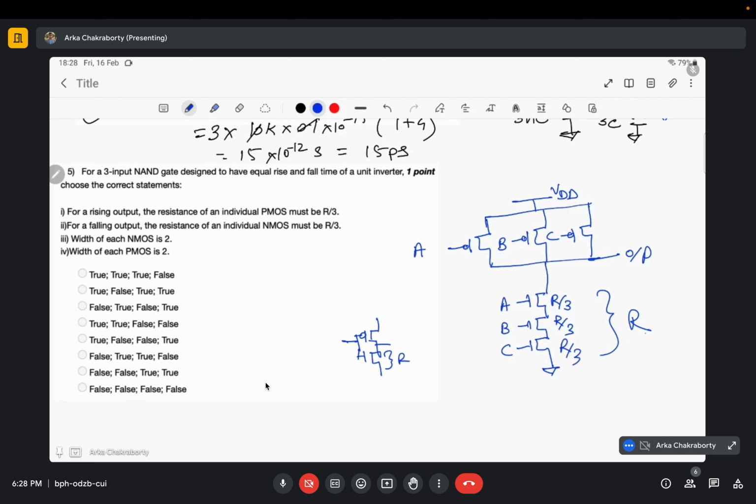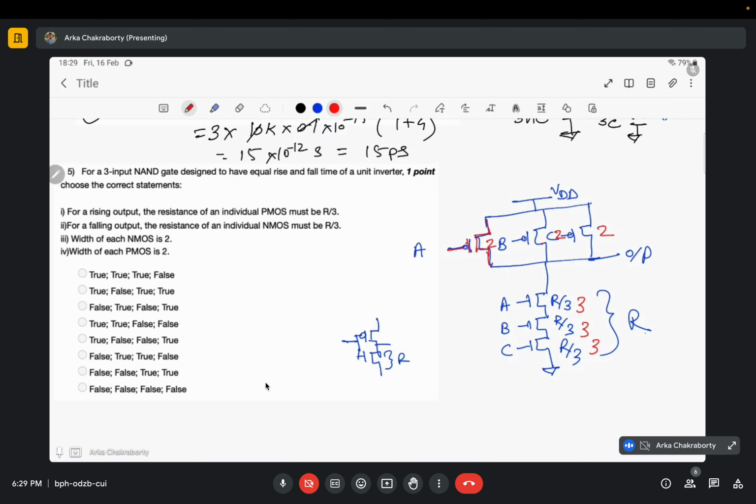So what would be their sizes? We know the resistance is inversely proportional to W. So it should be 3, 3 and 3. That is thrice of initial value. And as these PMOSes are in parallel configuration, what will be the worst case? Only one of them is on. Let me consider, for example, only the PMOS corresponding to input A is on, other 2 are off. So still, as it is in parallel, the resistance still would be the previous resistance. So the previous sizing would work perfectly. That is 2, 2, 2.